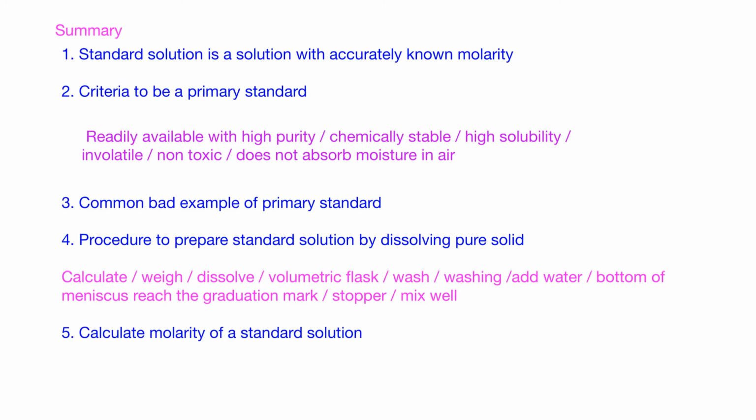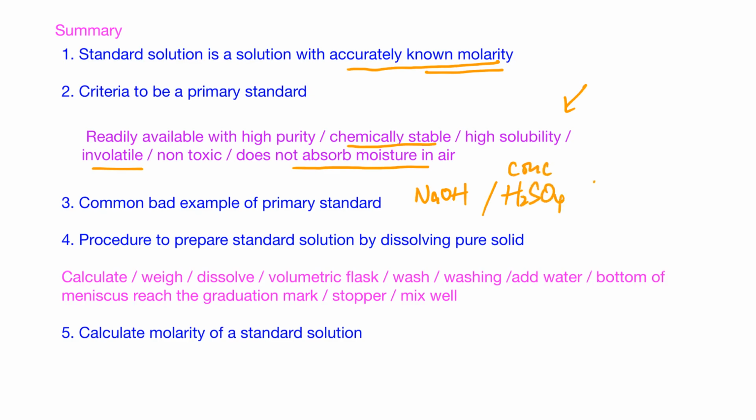To summarize the video, you have to remember that a standard solution is a solution with accurately known molarity. The criteria to be a primary standard are as follows. Most important, it has to be chemically stable, involatile, and not absorb moisture in the air. Common bad examples of primary standards are NaOH, which is hygroscopic and reacts with carbon dioxide; concentrated H2SO4, which is also hygroscopic; and ammonia, which is volatile and also toxic. So these are not commonly used as primary standards.